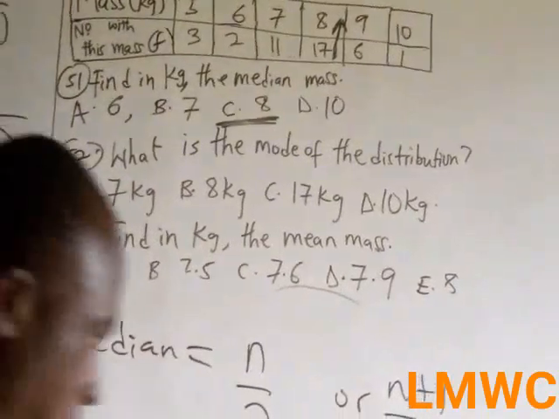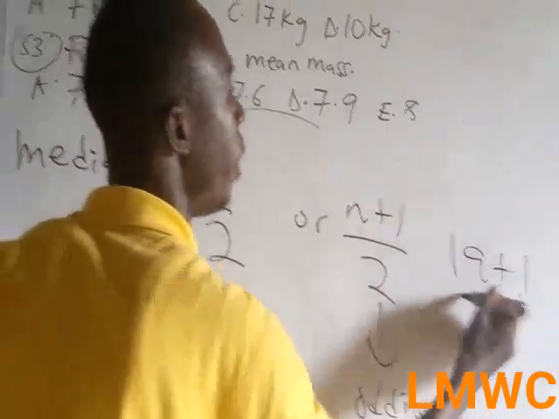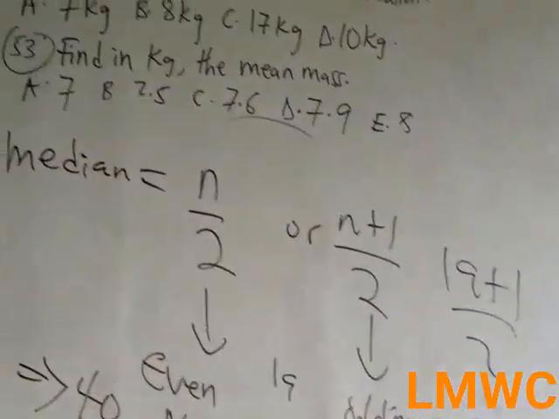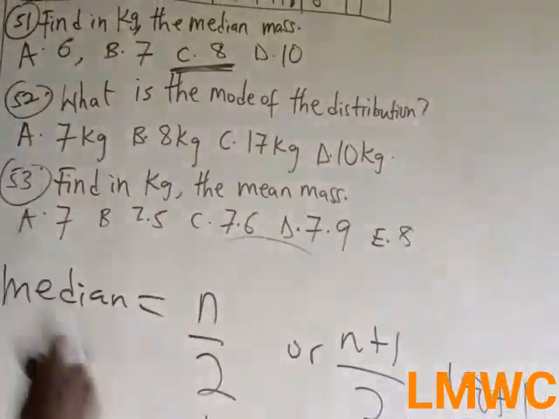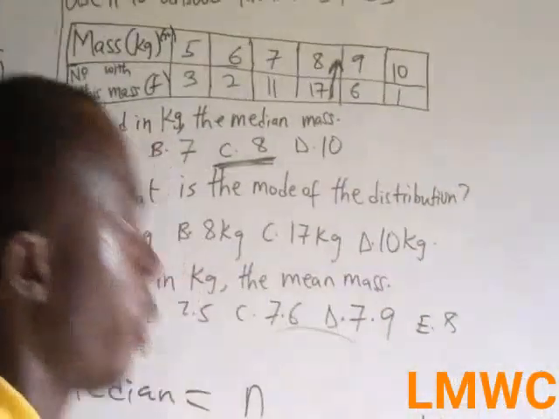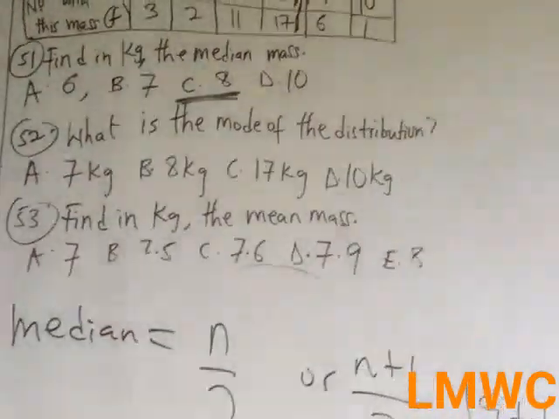So if we have maybe 19 as the total frequency, you add 1 to it, using the formula, so that you work it out. What is the mode of the distribution? So for mode, you always find your highest frequency. You check your table, what is the highest frequency? 17. 17 is the greatest frequency.